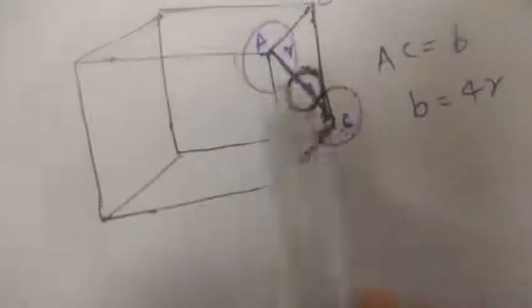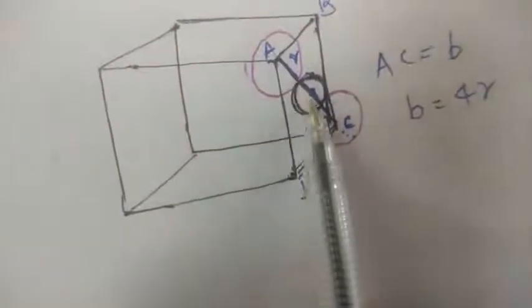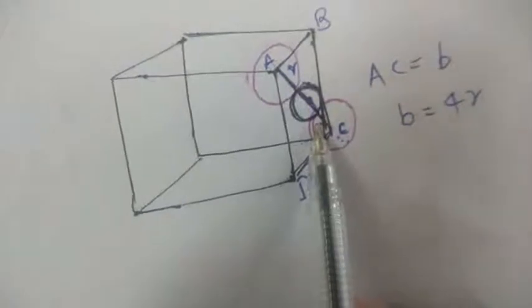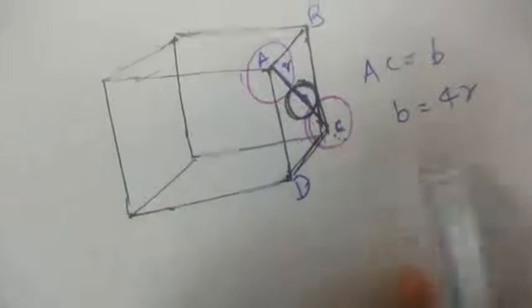I hope you have understood. 1 radius of this pink atom, 2 radii of this atom, and the another pink atom is having 1 more r. So this b line or this b diagonal is made up of 4 radii, right? So this much if you have understood. Now let's move ahead with the derivation.